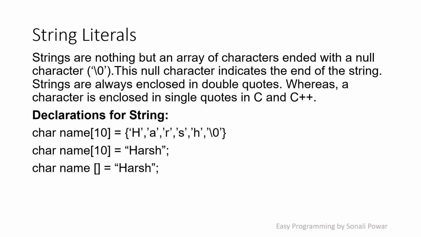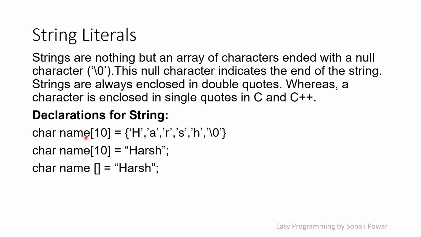Now the next token present in your program is a string. What is meant by string? You can say it is a group of characters which ends with the null character, that is backslash zero. Backslash zero is called the end of string or null character. When you are working with a string, it must be enclosed within double quotes, and characters must be enclosed in single quotes. So this is the way to declare a string.